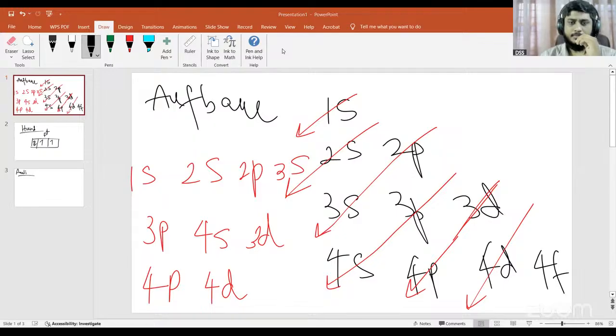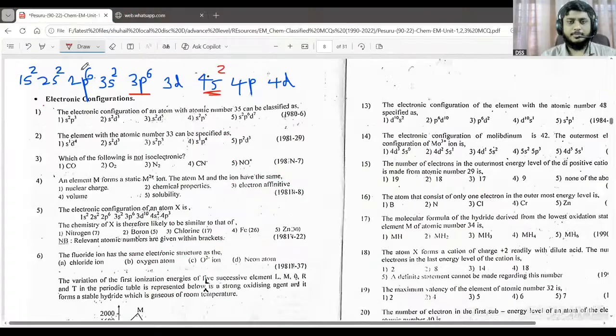Then come again to this part. First of all, I have to put the two electrons of 1s here. It means 2, 4, 10, 12, 18, 20. Now 20 electrons we have filled. Atomic number 35 means there are 35 electrons, so I have to fill up to 35. So I can fill up to 10 here now.